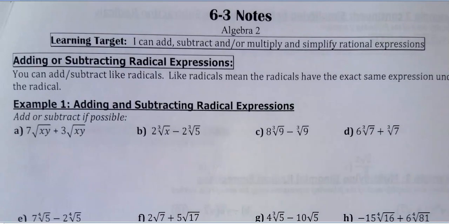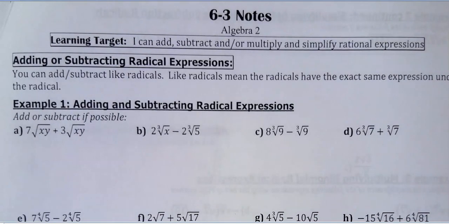So all it says at the top of the page is you can add or subtract radicals if they are what we call like radicals. Like radicals just means it has to have exactly the same thing under the square root or cube root or whatever you're working with, and then you can add those together, and we'll show you how to do that in a second with this first example.